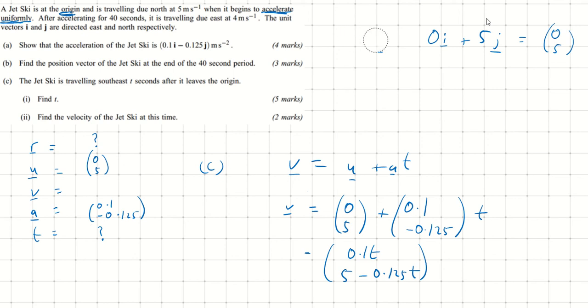I'm just going to draw a diagram here. If we're travelling southeast, we're travelling in this direction. So my i component is that, and my j component is that. You can see that the j component is the negative of the i component. These two sides are the same length. So that means my i component, 0.1t, is the negative of my j component, 5 minus 0.125t.